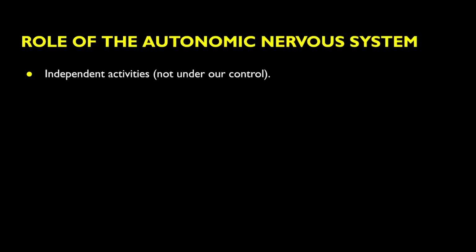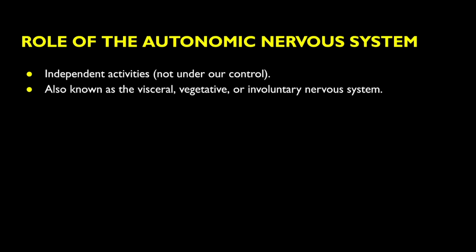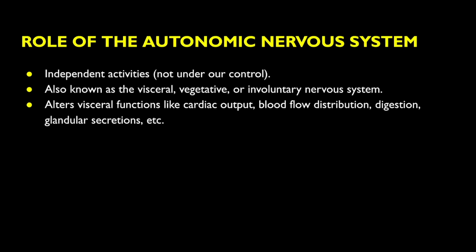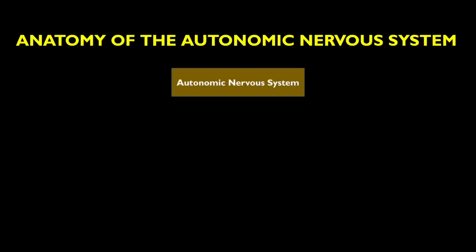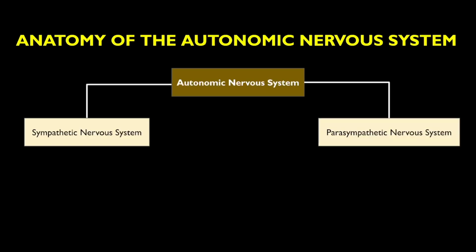Now, as the name suggests, the actions of the autonomic nervous system are automatic. That is, they're not under our control. So they're also known as the involuntary nervous system, the visceral or the vegetative nervous system. What the autonomic nervous system does is it alters our bodily or visceral functions like the cardiac output, blood flow distribution, digestion, glandular secretion, micturition, etc. Now, if that categorization wasn't enough, the autonomic nervous system can be further classified into the sympathetic nervous system and the parasympathetic nervous system.